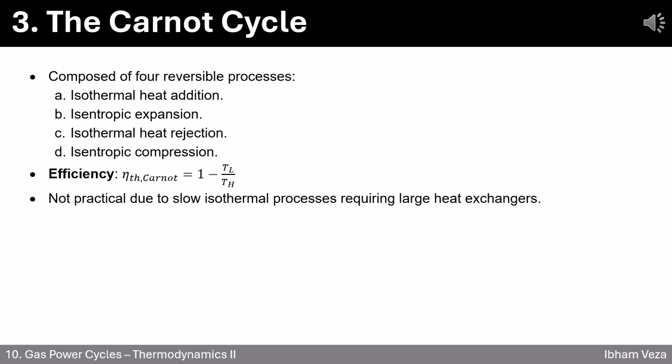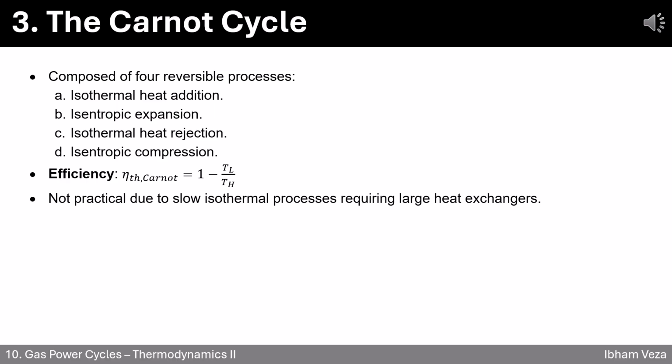3. The Carnot cycle. Let's talk about the Carnot cycle, often called the perfect cycle in thermodynamics. It's made up of 4 ideal processes that are completely reversible: 2 isothermal, constant temperature, and 2 isentropic, no heat transfer, just expansion or compression. First, heat is added isothermally, then the gas expands isentropically to do work. After that, heat is rejected isothermally, and finally, the gas is compressed isentropically to its starting point.